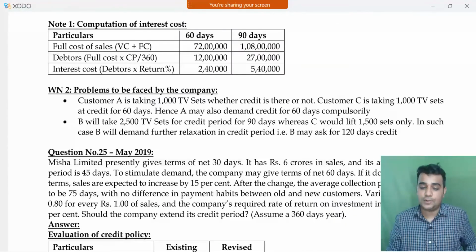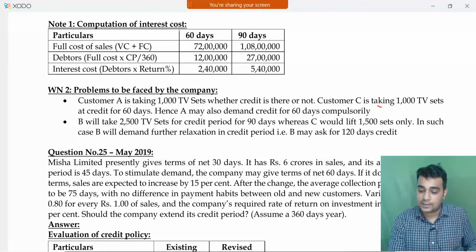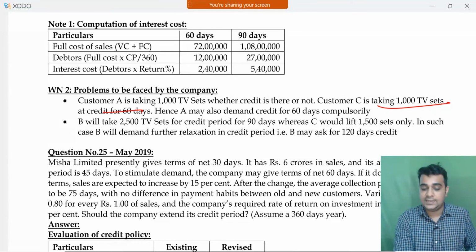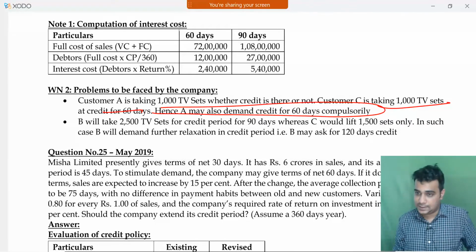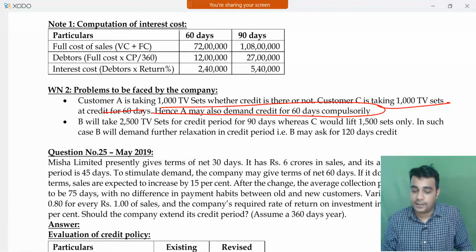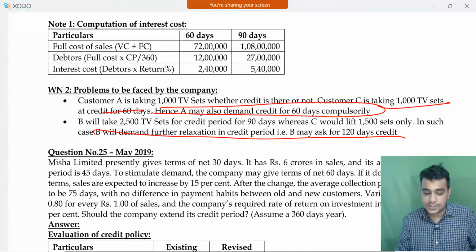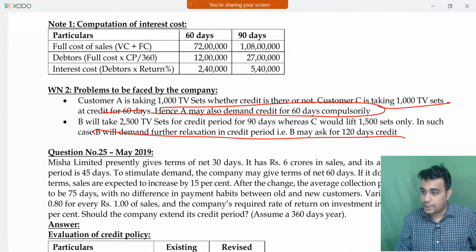Customer A is taking 1000 TV sets where credit is not there. Customer C is taking 1000 at 60 days. Hence A may also say please give me 60 days credit. B will take 2500 for credit, whereas C is taking only 1500. In such case, B will say give me further relaxation, because I am anyway buying more than the other customer.